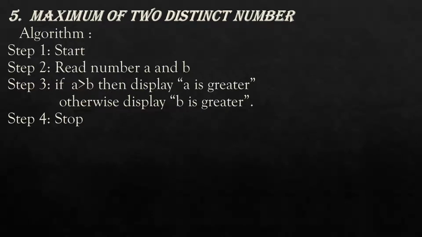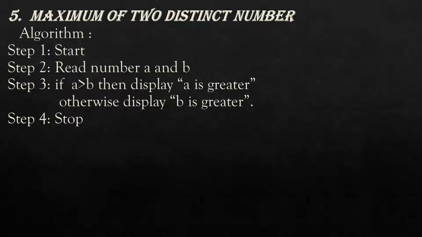So fifth is maximum of two distinct numbers. Suppose we take two integer numbers, say a and b, with some values, and compare the values of a and b by using less than, equal, or greater than. So let's write an algorithm based on this.